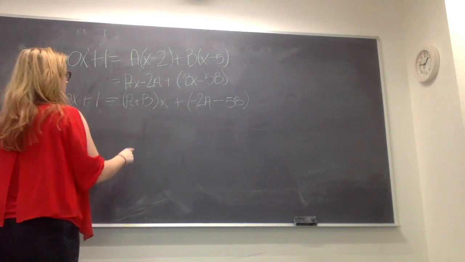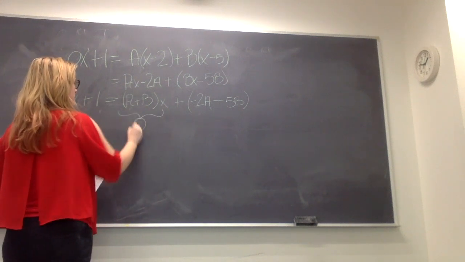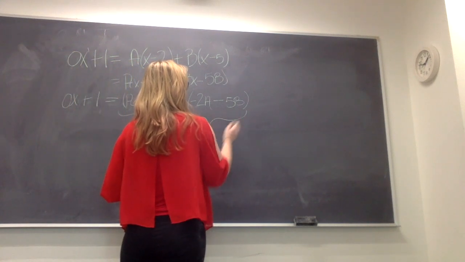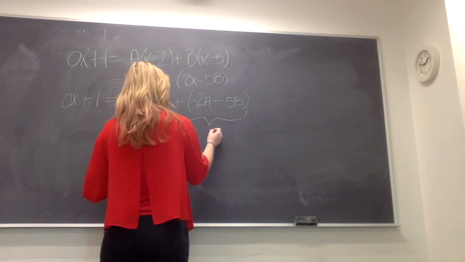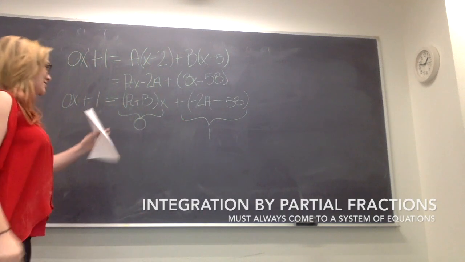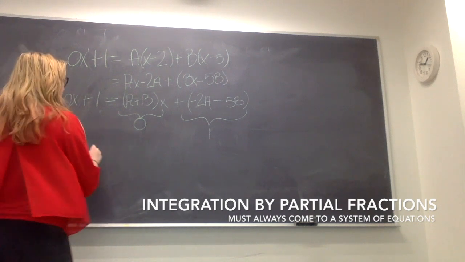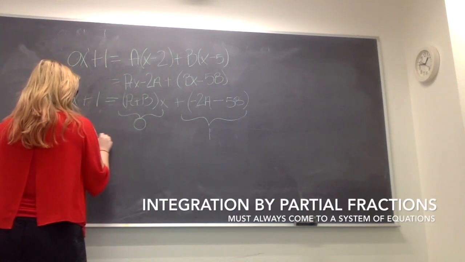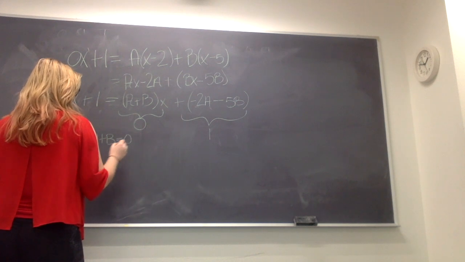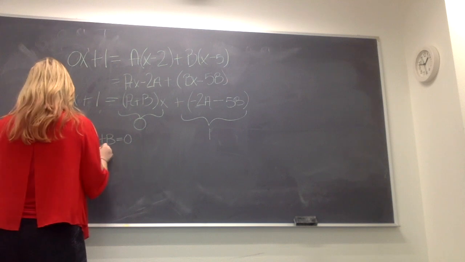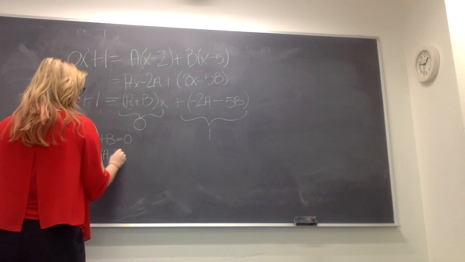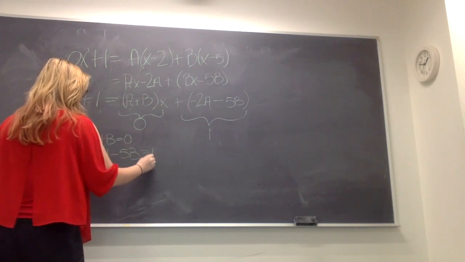So then if these have to equal each other, a plus b would have to equal 0. And then negative 2a minus 5b would have to equal 1. So now you actually have a system of equations. You have a plus b equals 0, and you have negative 2a minus 5b equals 1.